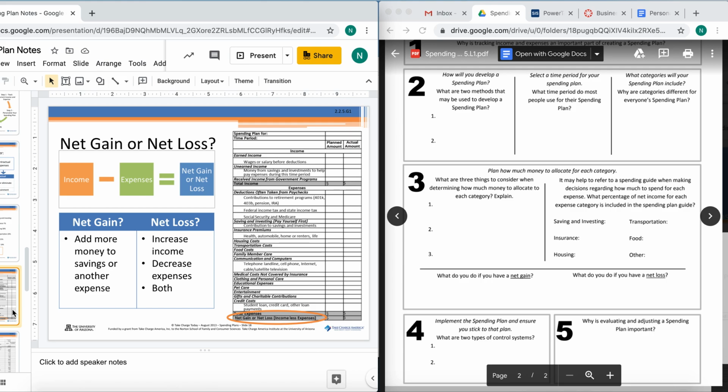And then we could also have a net loss, meaning that we are spending more than we are making. If you are in a situation where you have a net loss, you have 3 different options. You could increase your income, either by getting a second job or a better paying job. You could decrease your expenses, so change the amount that you're spending to lower them in various ways, or you could do both. For the scenario we're going to go over, it's not realistic that we could do both.